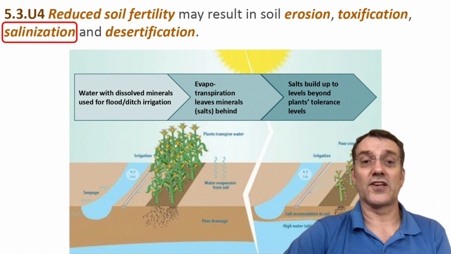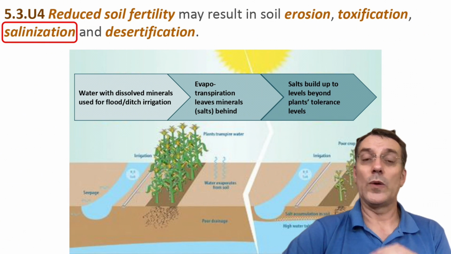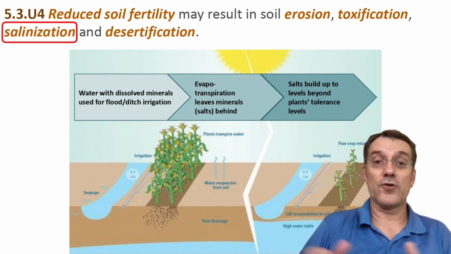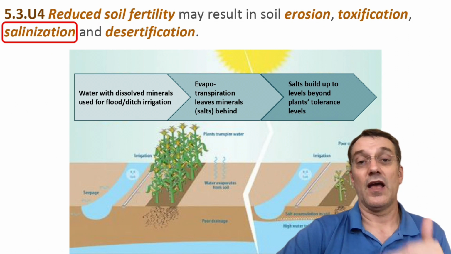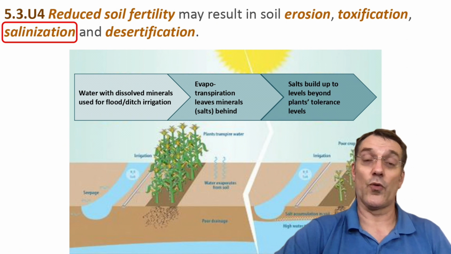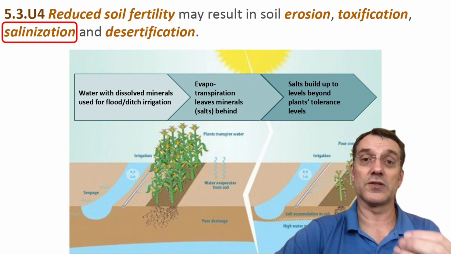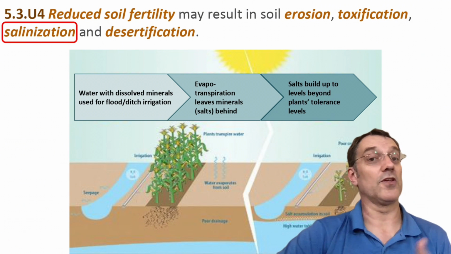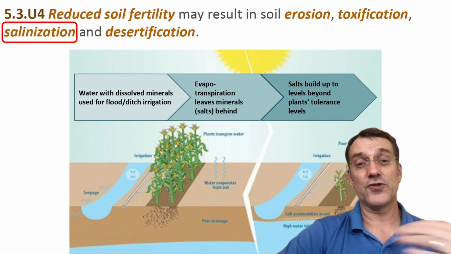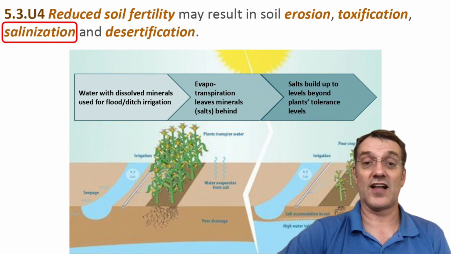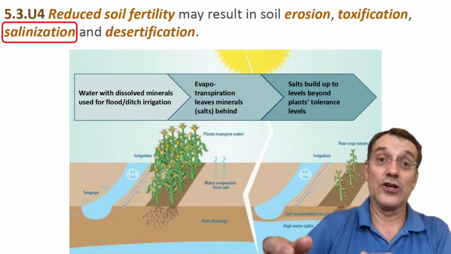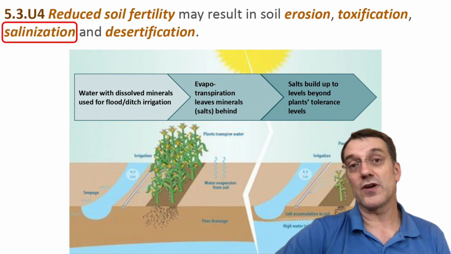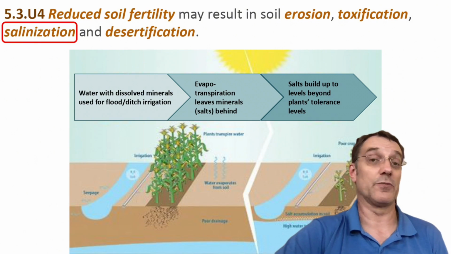Let's take a look at the process of salinization a little more closely. When we use flood or ditch irrigation with mineral-rich water, evapotranspiration leaves these minerals behind. As the water evaporates off the surface of the soil, the water goes away and all those minerals that were in the water are left behind. That's what we call salt. Over time, the salts build up and they eventually reach levels that exceed what plants can tolerate, and that makes the soil increasingly hostile to plant growth. This represents one of the 4 major consequences of reduced soil fertility that we discussed earlier.